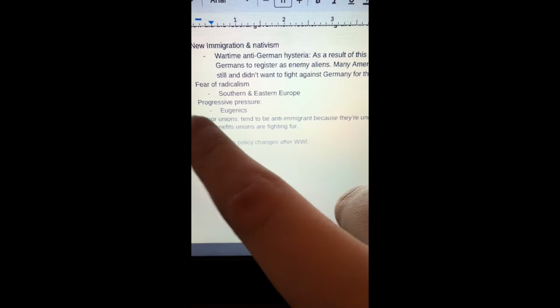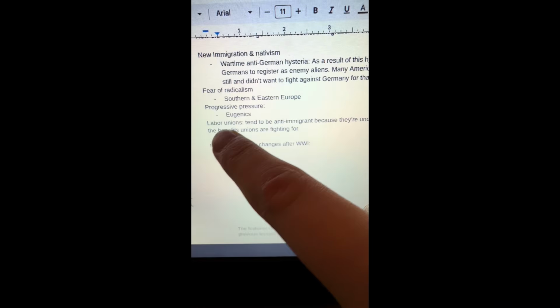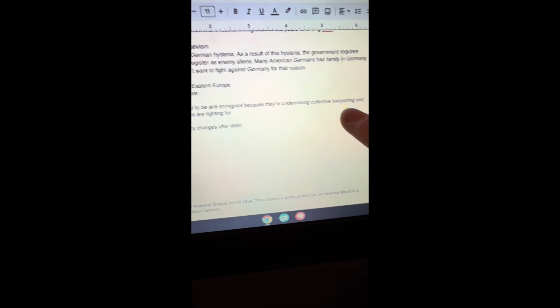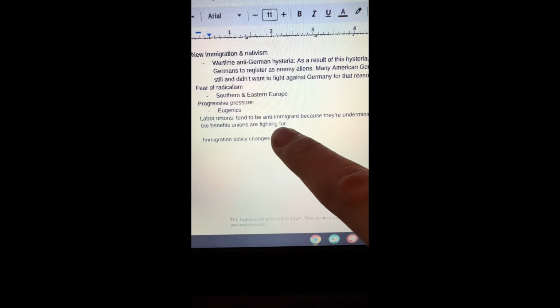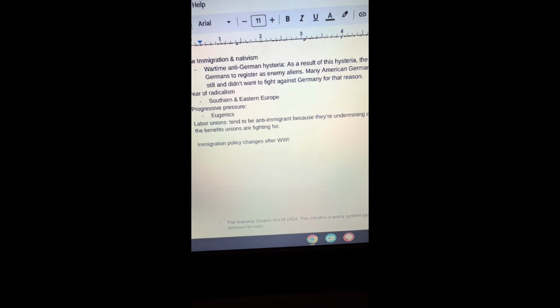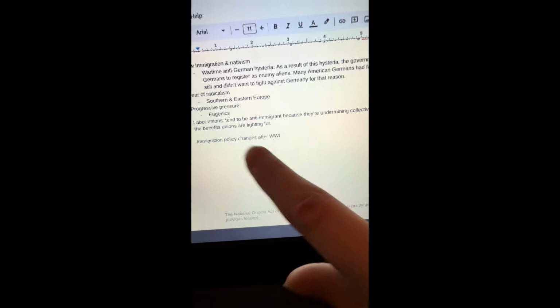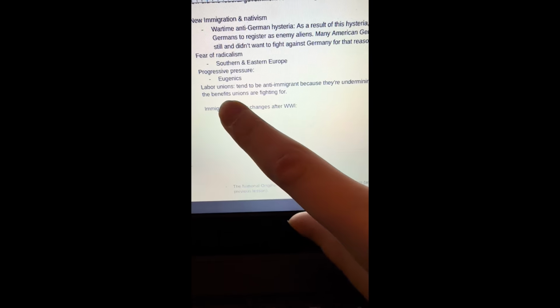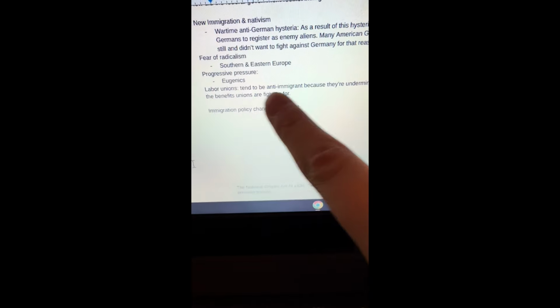Progressive pressure, eugenics. Okay. Labor unions tend to be anti-immigrant because immigrants are undermining collective bargaining and the benefits unions are fighting for. Immigrants were paid lower wages because minimum wage did not exist at this time. So immigrants would work for a lot less money than people who were born in America would. They were seen as a threat to jobs, and so unions rejected them because unions were fighting for higher wages and stuff.